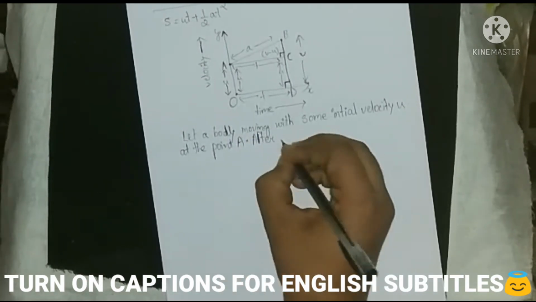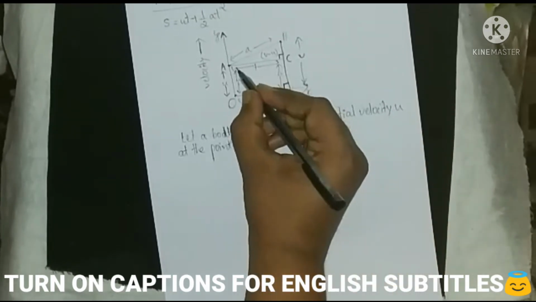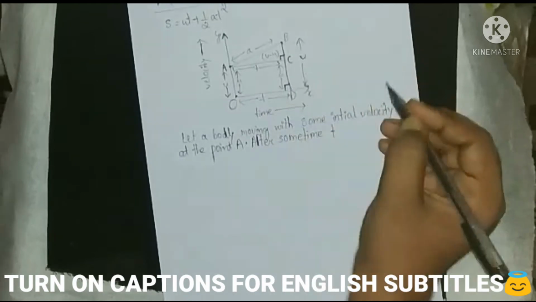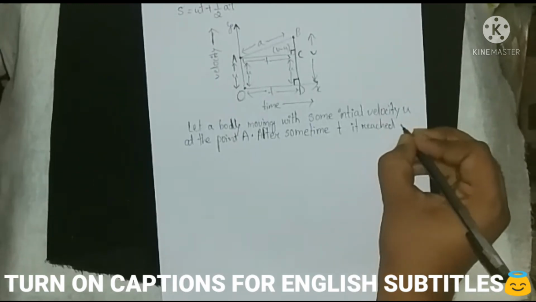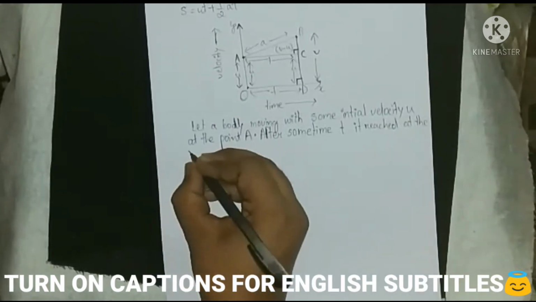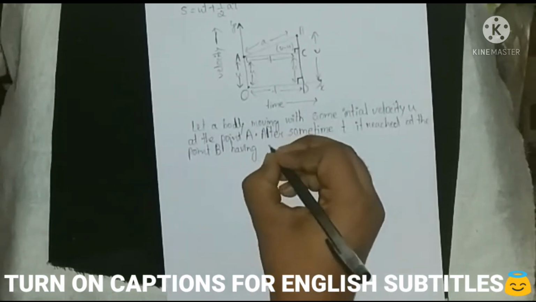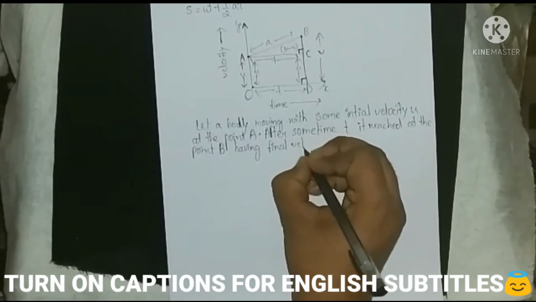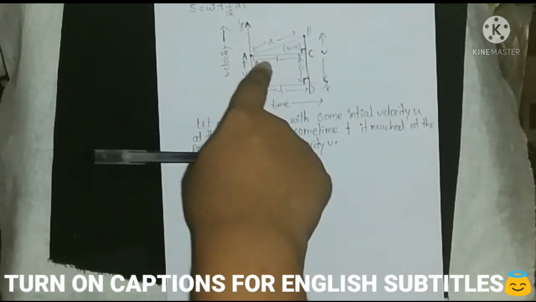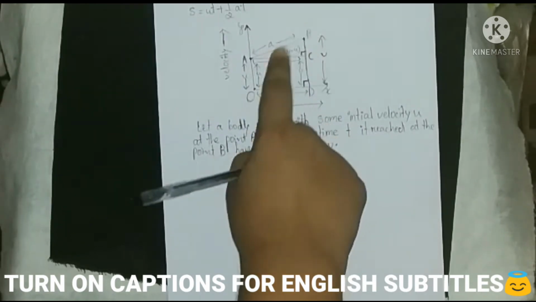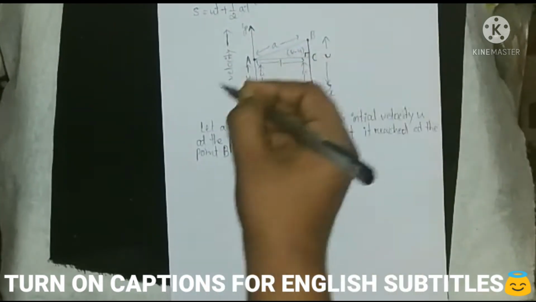After some time t, it reached the point B having final velocity V. So basically after some time t, the imaginary car reached the point B having increased its velocity, and that's its final velocity. I have denoted it as V, and the initial velocity as U.